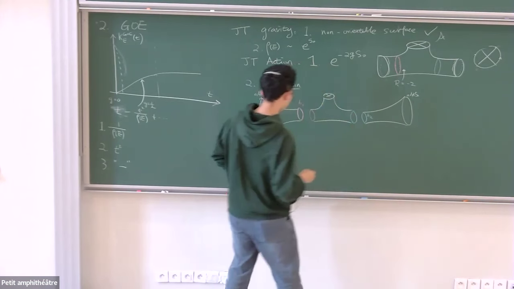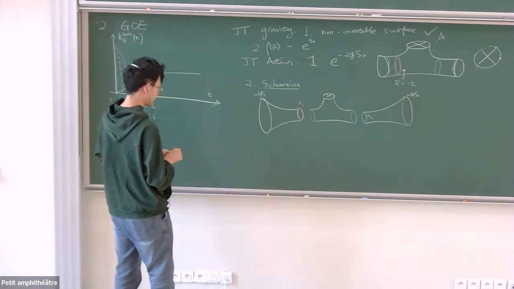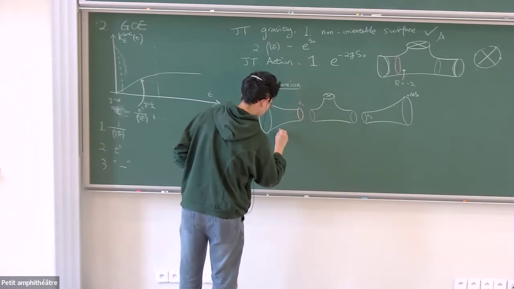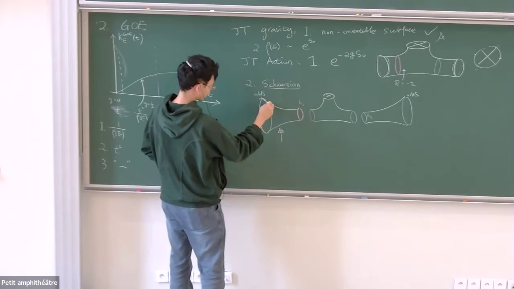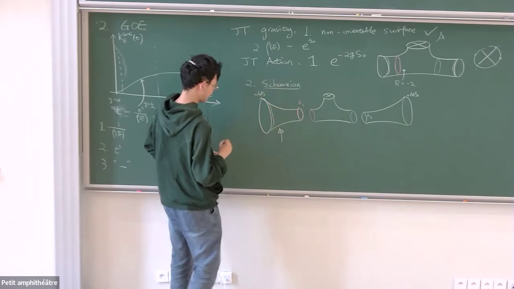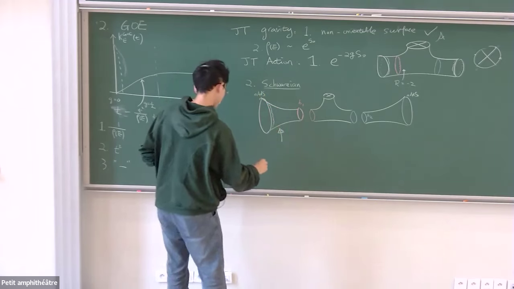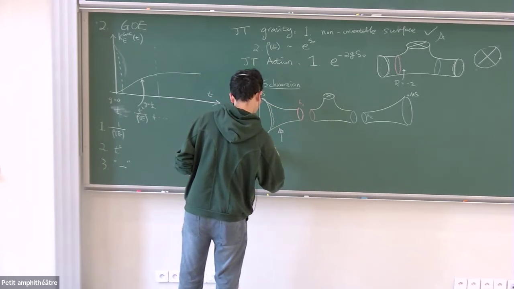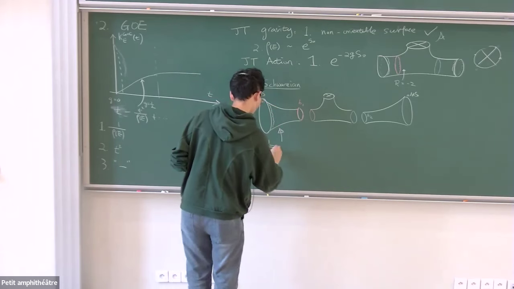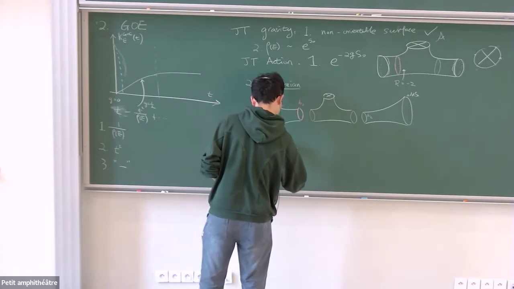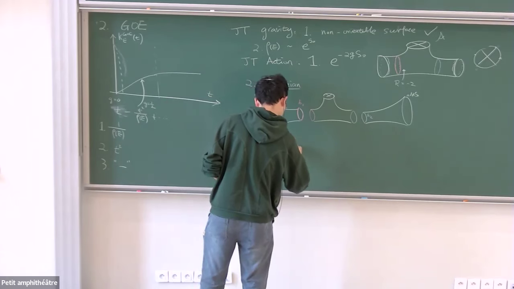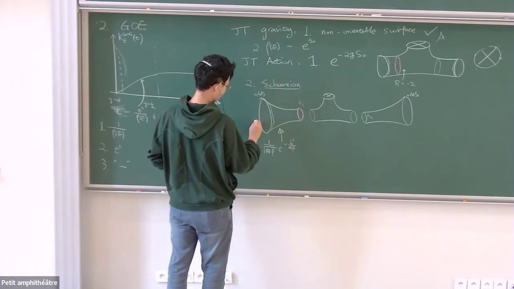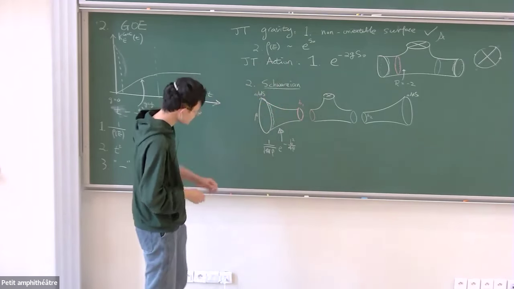Let's try to explain these two parts one by one. For this part, you can just compute it. The answer is equal to the following. The asymptotic AdS2 part has a renormalized length, and it's similar for that part.